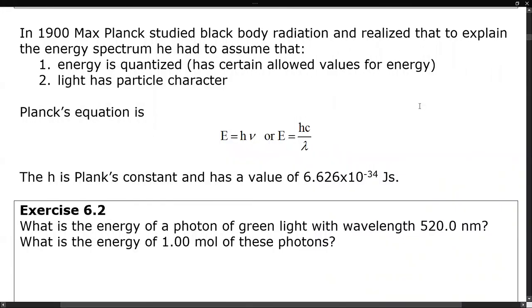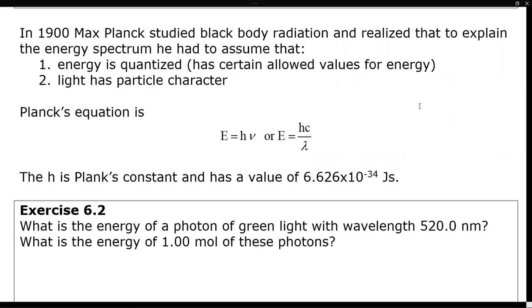Now, in 1900, Max Planck studied black body radiation and realized that there wasn't really an adequate explanation. Something called the ultraviolet catastrophe happened. That is, if you heated something, the wavelength gets shorter, which means you get higher and higher ranges of light, and you didn't get as much UV at certain temperatures as you thought you would. And so he tried to explain that, and he found that the energy is quantized. That is, there's only certain allowed values for the energy, and that light has a particle-like character. I'll link a video to this presentation with what they call a blackbody radiator so that you can see how that works.